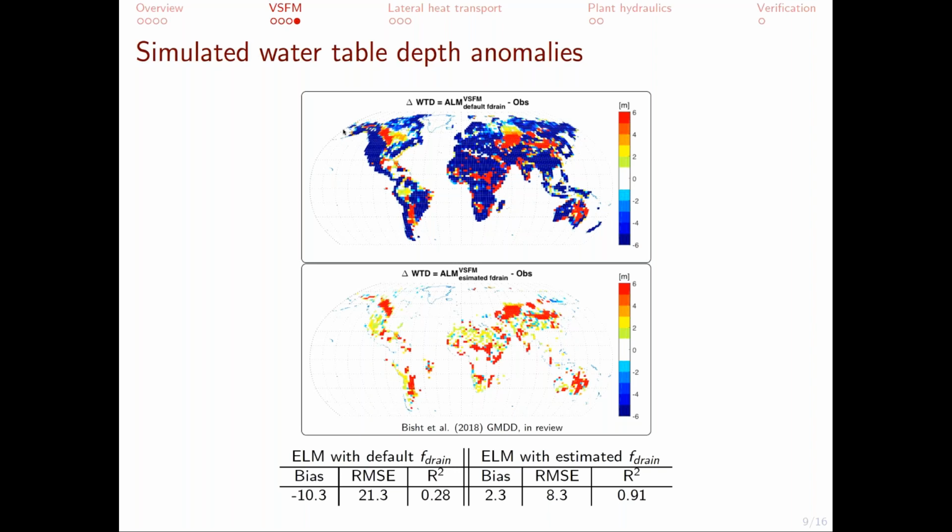But what this means is that since the simulation with the optimal F drain parameter matches the deeper water tables well, for those grid cells the surface fluxes are essentially not impacted by this better prediction. The water table depth is too deep and the surface is sort of cut off from the deeper groundwater table dynamics. So we really didn't see much difference in the surface fluxes with an optimal or a default F drain parameter.